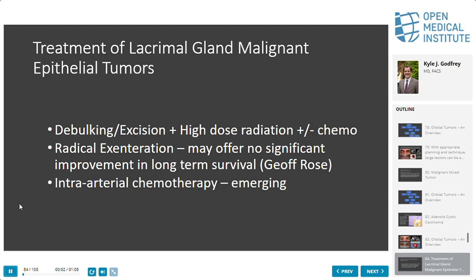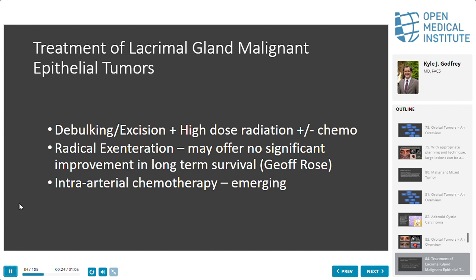So yeah, again, debulking these as much as you possibly can. They tend to be treated with radiation and chemo. Jeff Rose, who's at Moorfields in London, did a long study looking at patients over his career who were treated with radical exenteration with a lot of bone removal. And he actually found in his practice patients who had these radical disfiguring surgeries, where you essentially were cutting off half of their face, actually did worse.